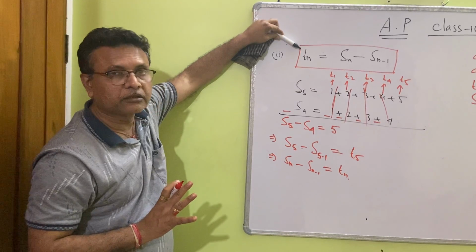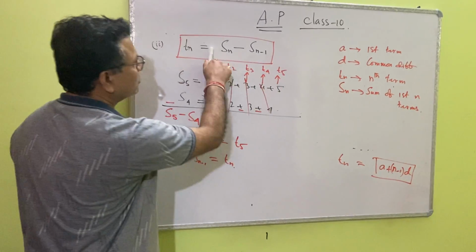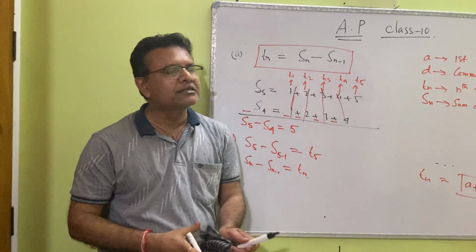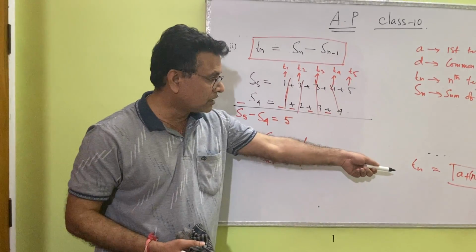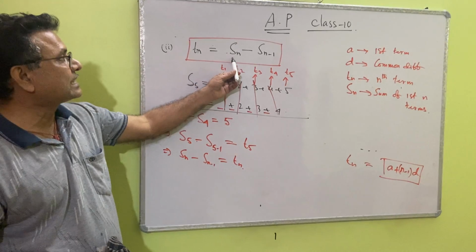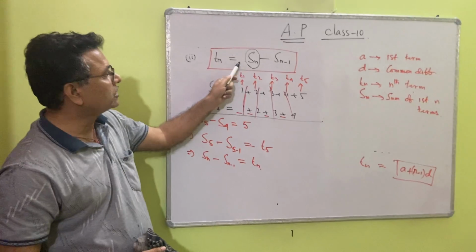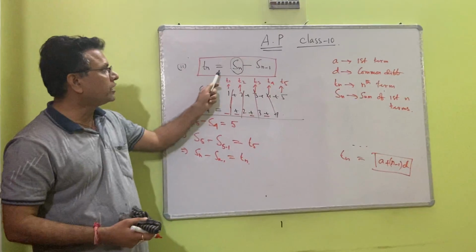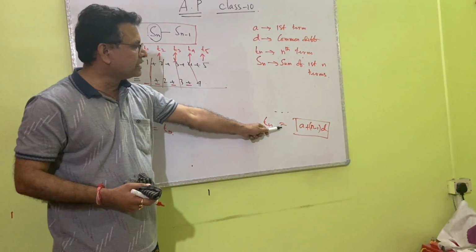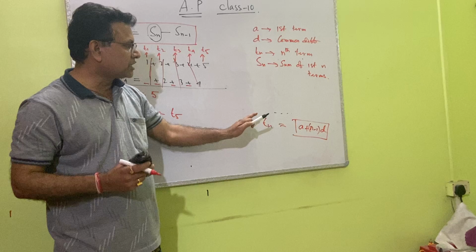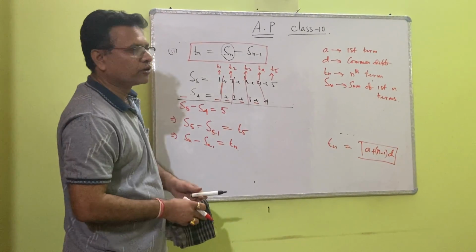Now there is another problem. Which formula to use? This is Tn, that is also Tn. Now the confusion will arise: sir, which formula to use? Remember, whenever Sn is mentioned, meaning given in the question, then only you will use this particular formula. And when Sn is not given, then you will apply this particular formula. So application of formula is very, very important. Okay, so this is my second formula.